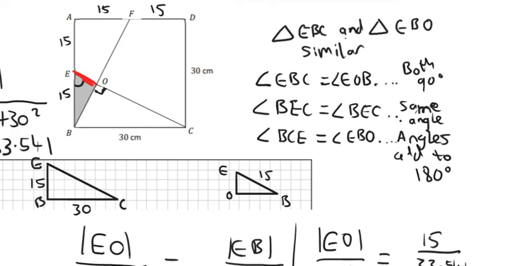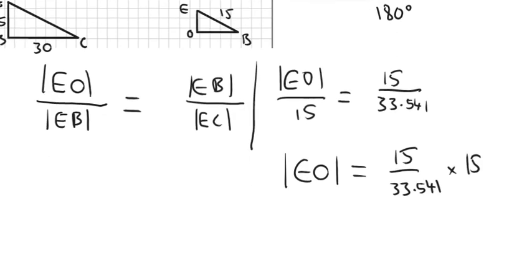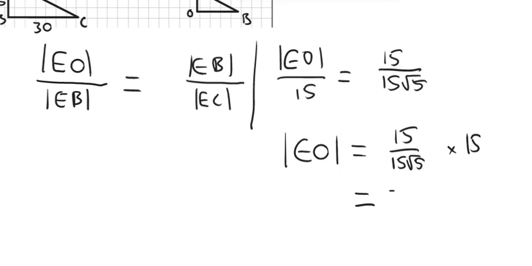Actually, I just spotted in the question it asks us to give the answer in the form of roots. So instead of 33.541, that in surd form would be 15 root 5. Let's put that in instead, and that should help us get our answer in the form that they want. If you put all that in the calculator together, you should get 3 root 5 centimeters. So that's it, that's everything for that question.